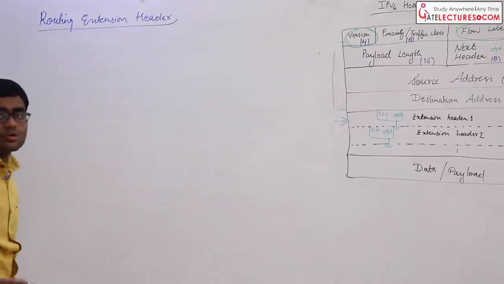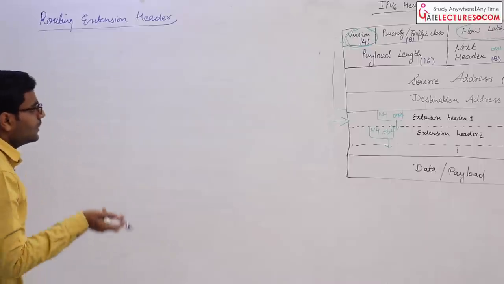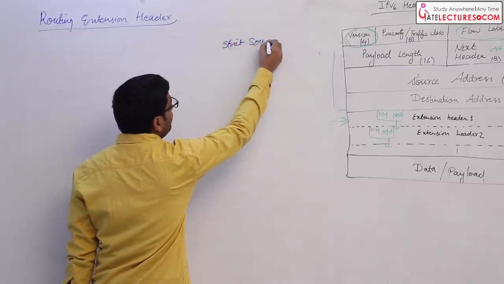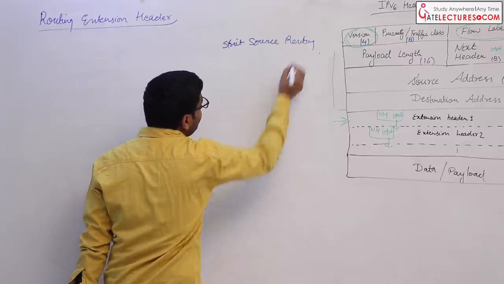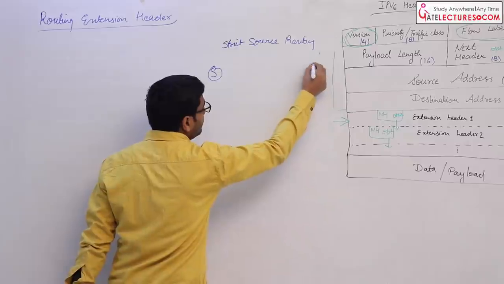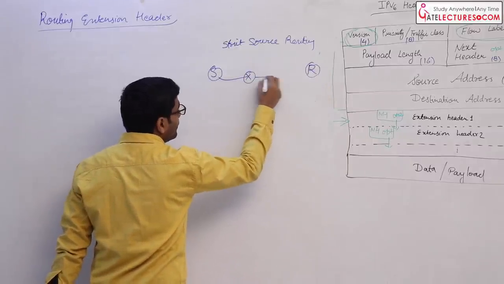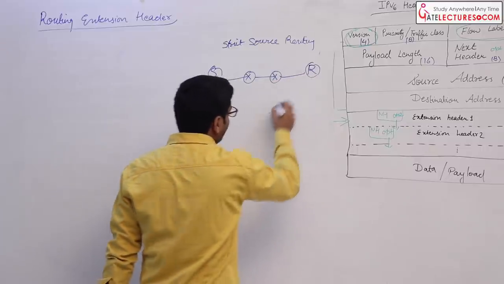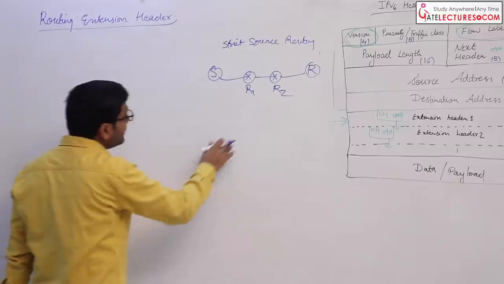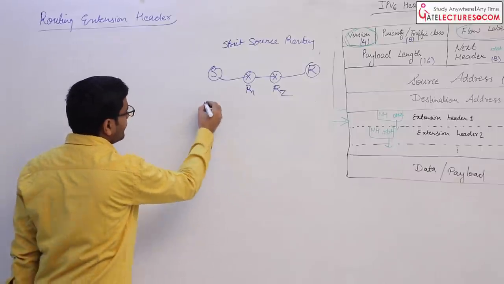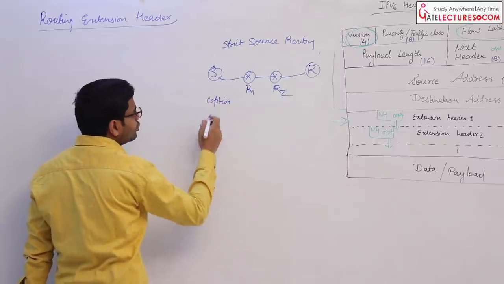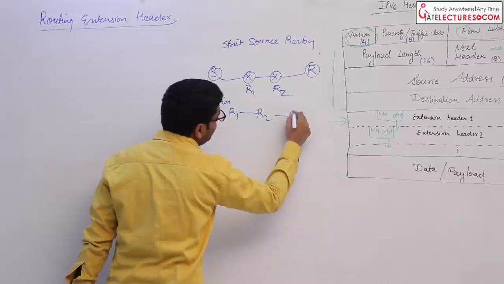So the next header was the routing extension header. In IPv4, to provide strict source routing, what does it mean? That the sender specifies the path. While sending a packet from the sender to the receiver, it specifies the intermediate routers the packet is going to cross. Fine. So if there are routers R1 and R2 in between, the sender has provided information inside the option that it is using a strict source routing field. That means that the packet should pass through R1 first, then R2, and then the destination.